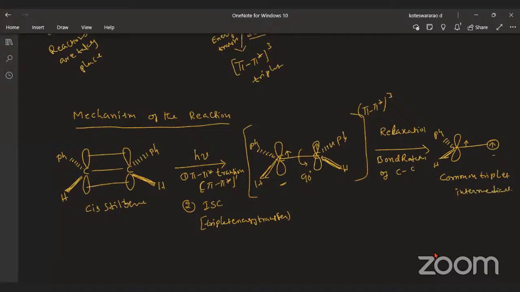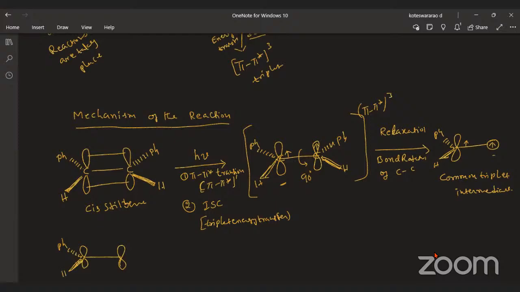Common triplet intermediate. Okay, how is it a common triplet? We are seeing just the cis stilbene. Now you are going to see the trans stilbene. If I am considering the trans stilbene, how is the trans stilbene there? I'm keeping it constant at this position.